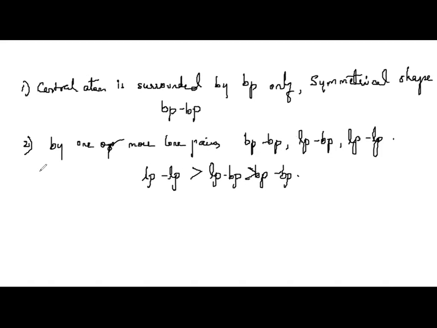VSEPR theory says this. This is the very most important postulate of VSEPR theory. It says that among the order of repulsions, lone pair repulsions are stronger. That means the repulsions caused by lone pairs are stronger than those caused by bond pairs.